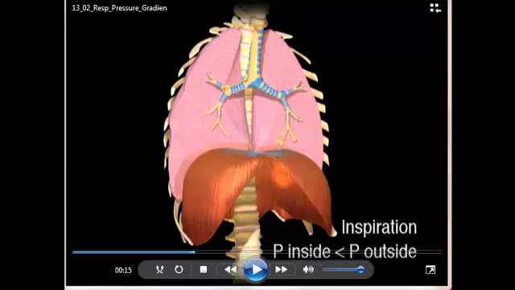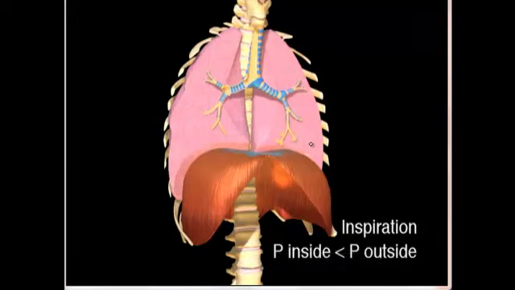The pressure on the inside of the lungs is less than the pressure outside. So we have more pressure out here. Again, air always wants to go towards the lower pressure. So in this case, the air wants to rush from the outside to the inside. And as it does that, the pressure is going to equalize, and we'll be back to the normal pressure gradient.